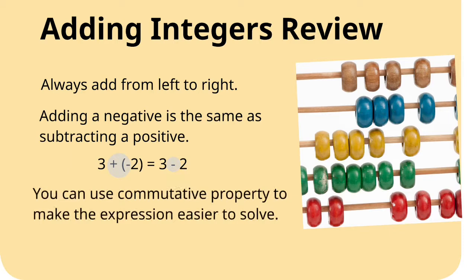You can also use the commutative property to make the expression easier to solve. If you have the negative first, you can always grab it and put it at the end. Notice how the negative 5 is first in the expression. You can rewrite it so it's at the end, and then you just put the positive 8 in the front. You are allowed to do that using the commutative property.